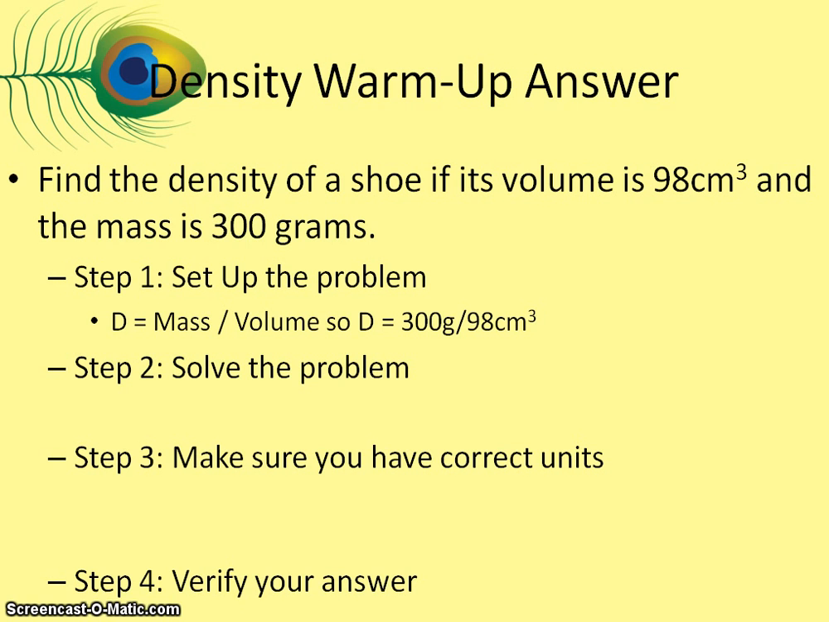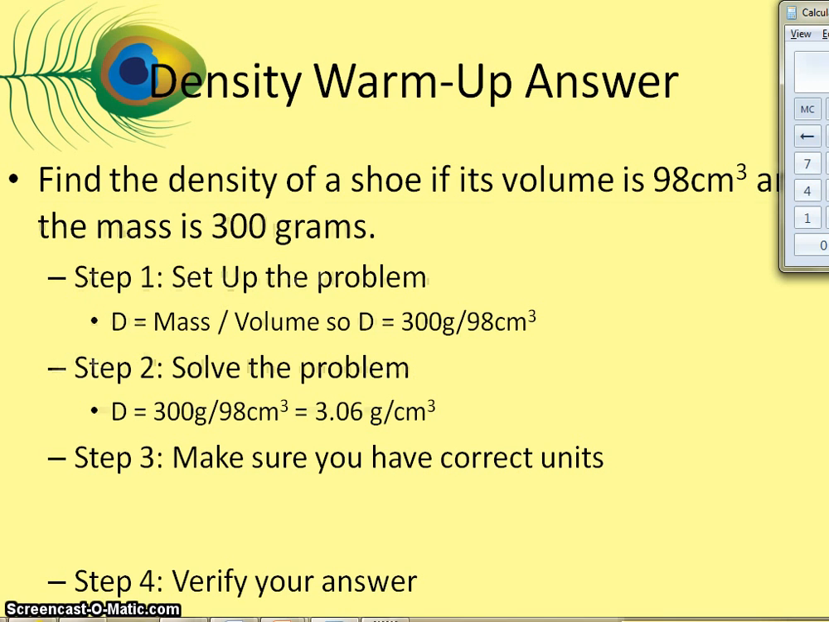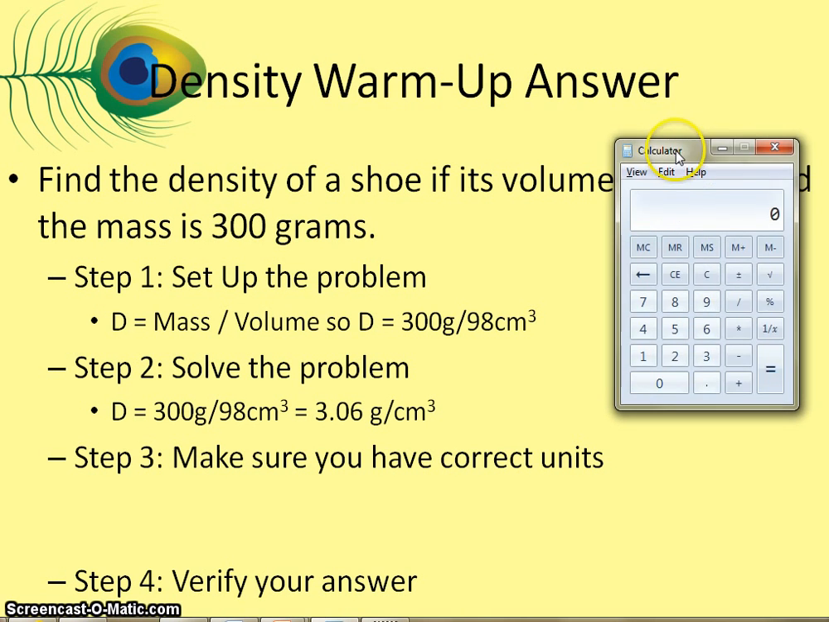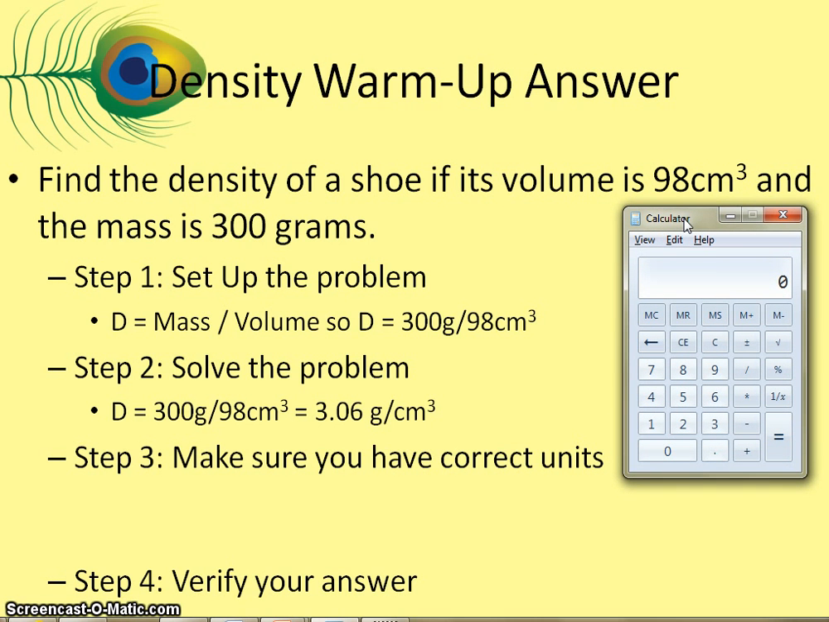The next step is to solve the problem. So you're going to take 300 grams and divide it by 98 centimeters cubed. And to show you how I did that, I'm going to take my calculator and move it on the screen, put it here so we can see everything. So I'm going to take 300 divided by 98 equals 3.06. So I get 3.06 grams per centimeter cubed.